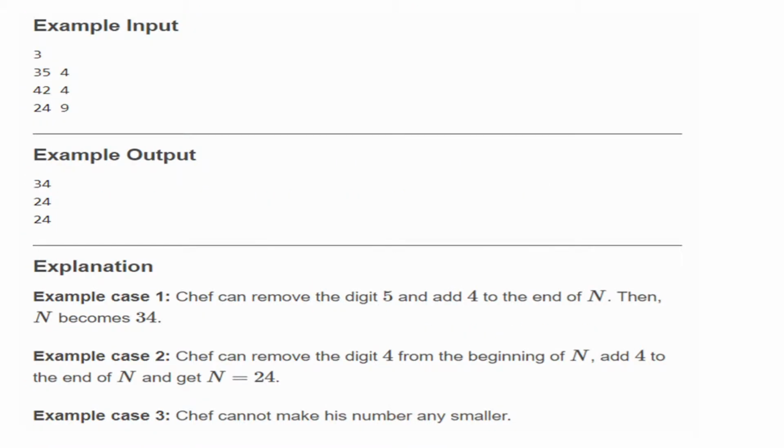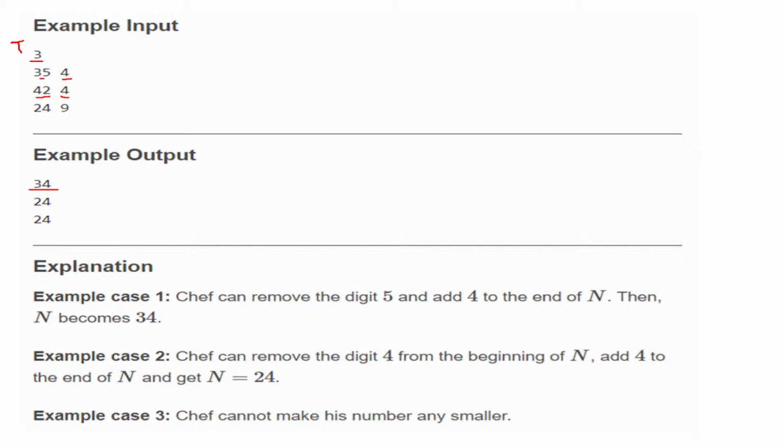So let's look at the input given in the problem. T is 3 and the first input is 35 and d is 4. Look at the output here. What we can do is remove 5 and append 4 at the last. So we will be getting the minimum value, that is 34. In the second test case, we have 42. So we can remove 4 and append digit 4 to the last. So the answer will be 24.